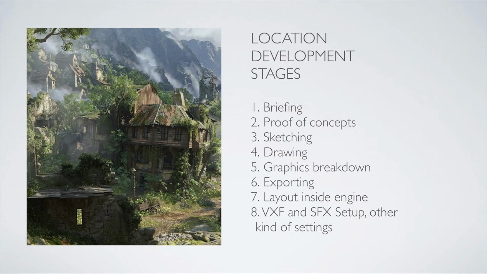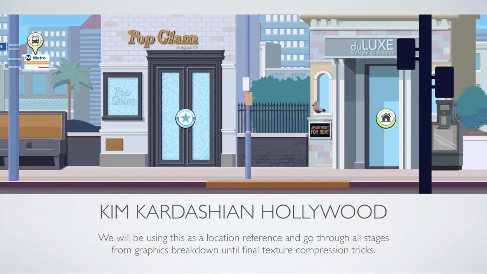Eighth is VFX and SFX setup. On this stage you make the final polishing touches and bring visual effects. It could be a particle system, colliders, some kind of animation, and sounds set up inside the game engine. Then on the last stage you can integrate it into your main pipeline inside your game engine. That's what we'll be doing during this course.